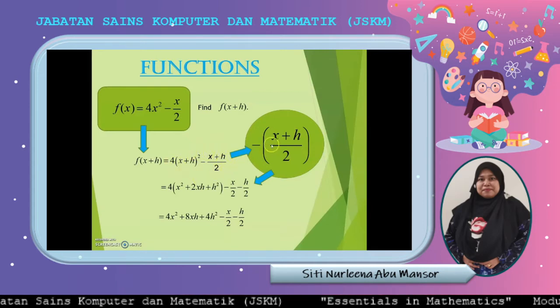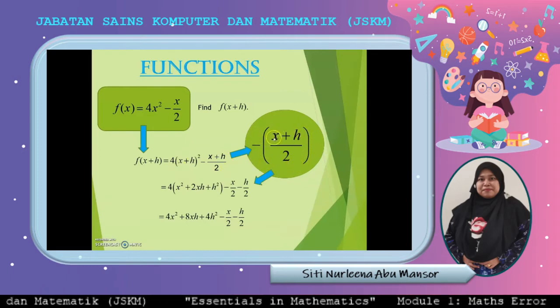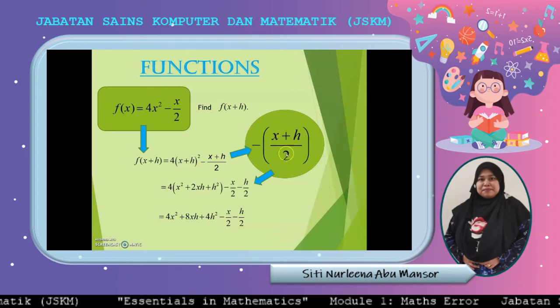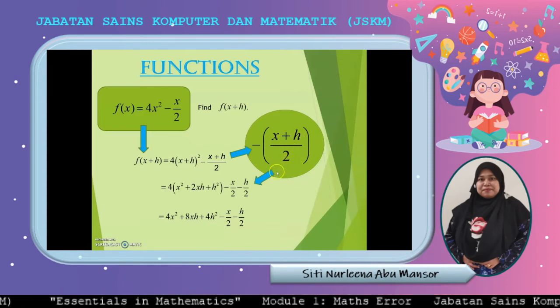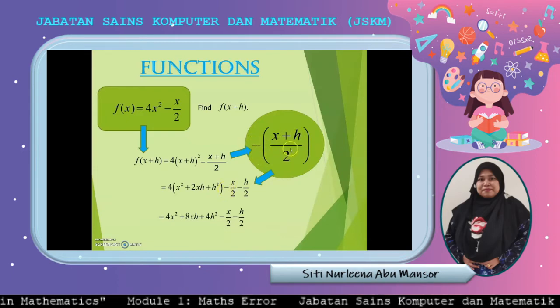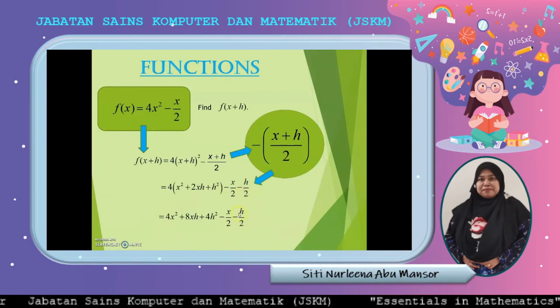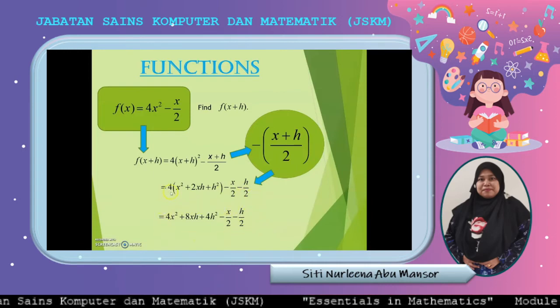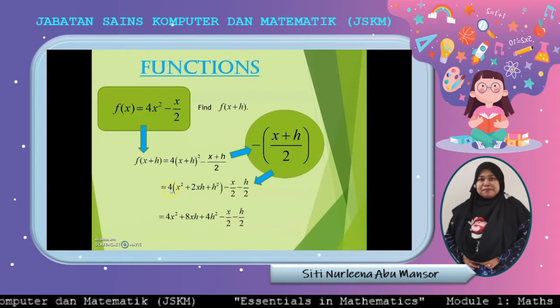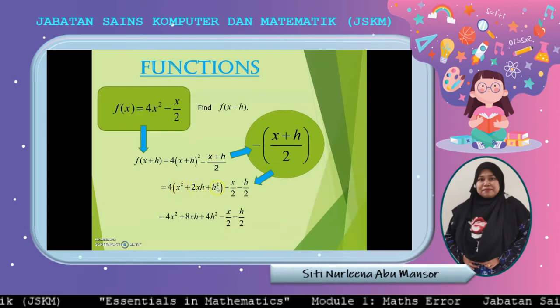So you are advised to put brackets. Okay, you put brackets for the function x plus h over 2, so that when you expand the negative sign with the function inside the bracket, you get negative x over 2 minus h over 2. Okay, so you can solve this. Okay, in front here you can expand the 4, multiplying 4 with all the terms inside the bracket.